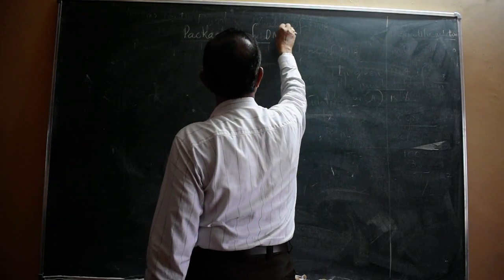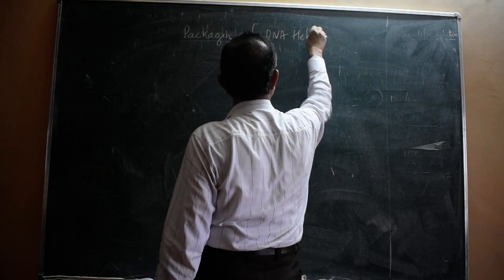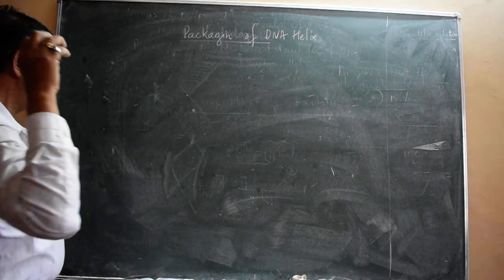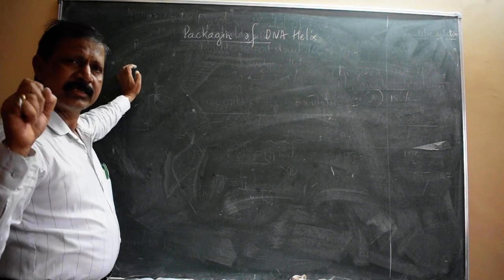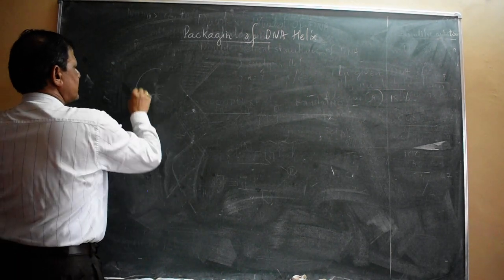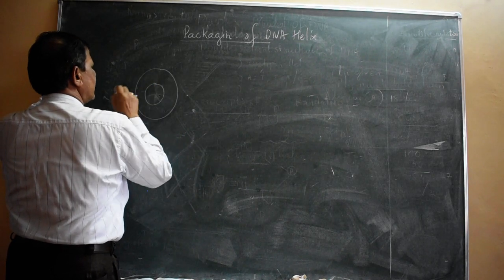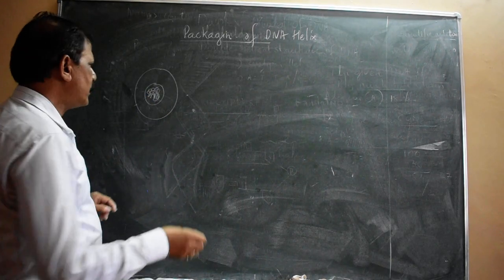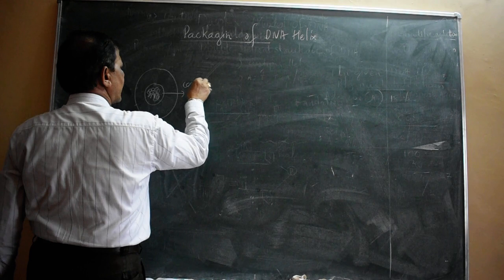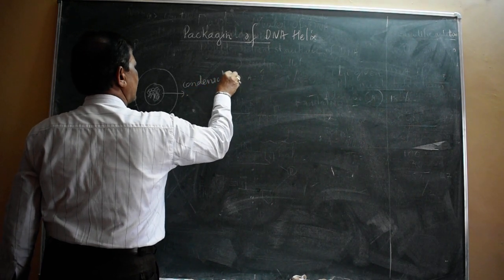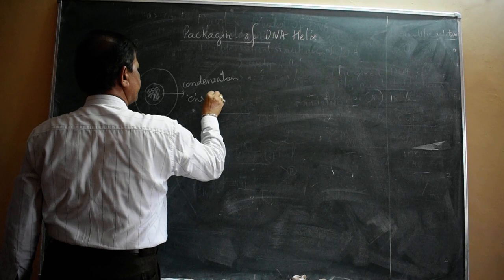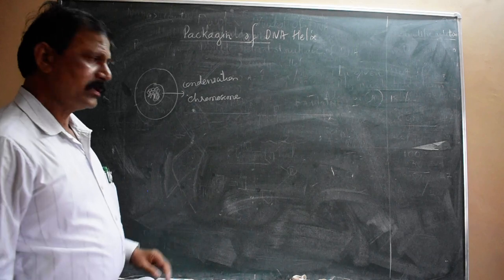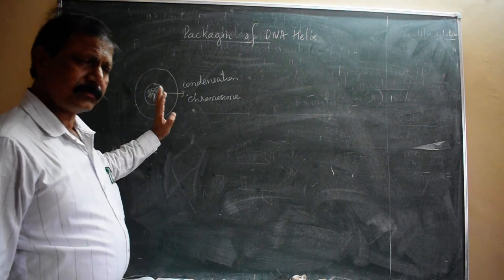Packaging of DNA helix. See, what is this packaging of DNA helix? In our body cell, the chromosomes are present. Say, for example, this is a cell, and here is a nucleus, and in this nucleus the nuclear material is present, and this nuclear material, when it undergoes condensation during division, is converted into what? Chromosome. And you can see that particularly in the metaphase and anaphase stage of the division.